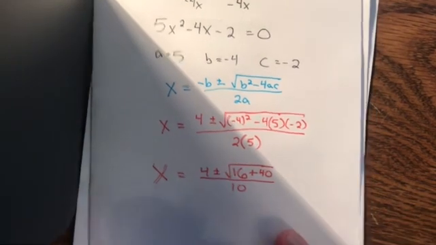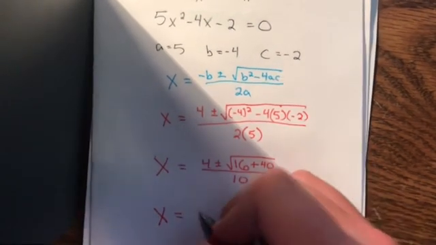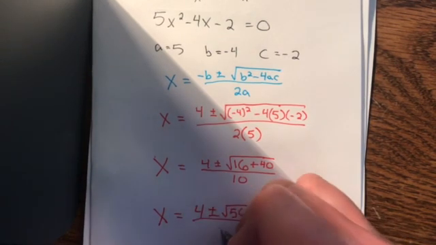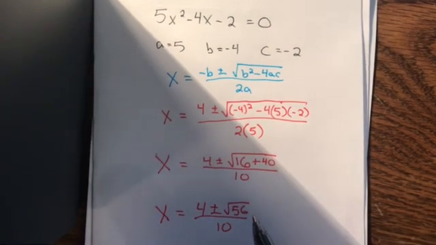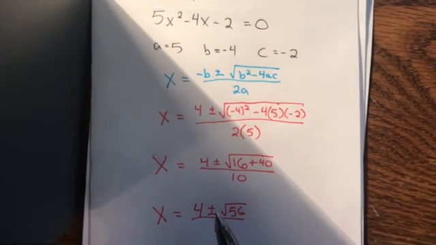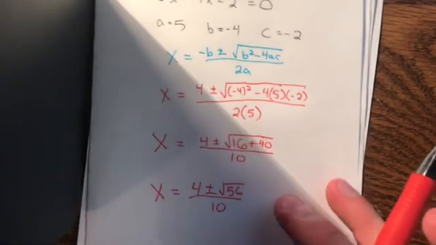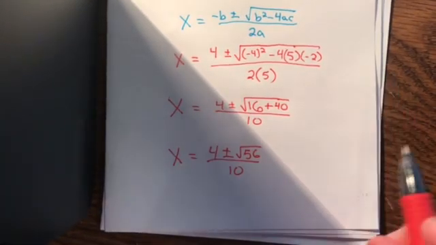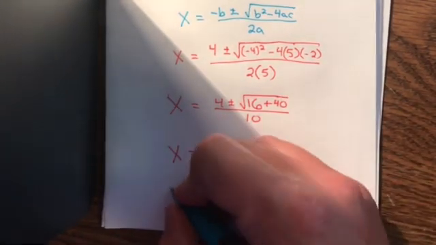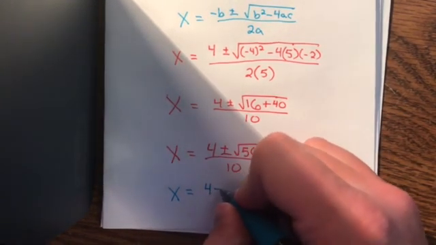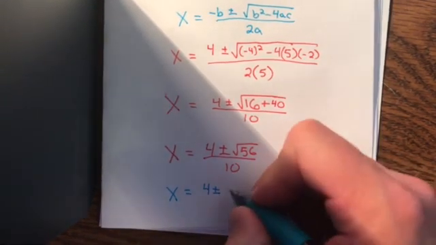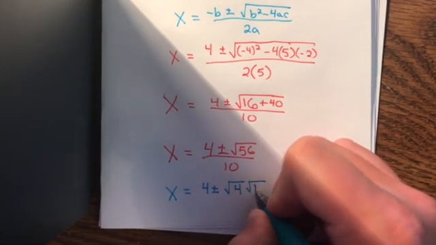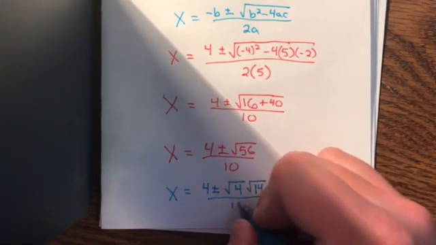Now we've got 16 plus 40. X is equal to 4 plus or minus the square root of 56, all over 10. Now, if it's possible to simplify the square root of 56, I would like you to actually go through and do that. And in this case, it is possible. We can break 56 down. We're going to say x is equal to 4 plus or minus the square root of 4 times the square root of 14, and this is still all over 10.